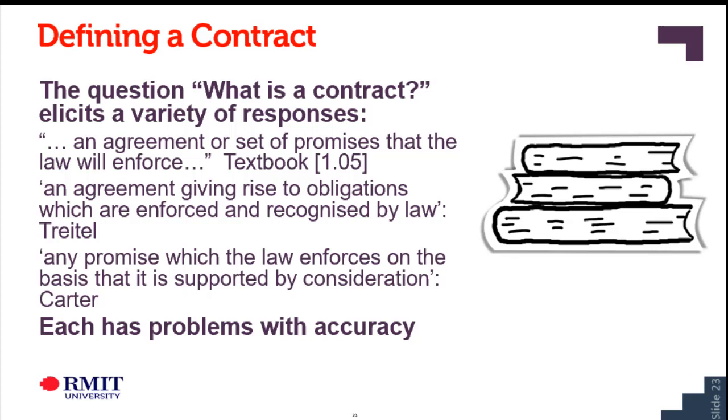They include things like an agreement or a set of promises that the law will enforce. Circular, problematic. An agreement giving rise to obligations which are enforced by and recognised by law. Any promise which the law enforces on the basis that it's supported by consideration. So consideration, already we've got that word coming up. For now, I just want you to think about that as price. Any promise which the law enforces on the basis that it's made for a price. So each has problems with accuracy, but each helps us understand.